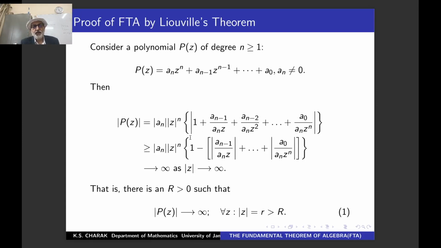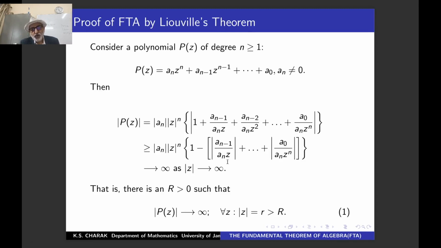But remember that by triangle inequality, if I take this modulus inside, then certainly this thing will be greater than or equal to 1 minus mod of this plus mod of this plus mod of this. Or this I can further break into mod of a_n minus a_n into 1 upon mod z, and so on, modulus of this into 1 upon mod z to the power n.